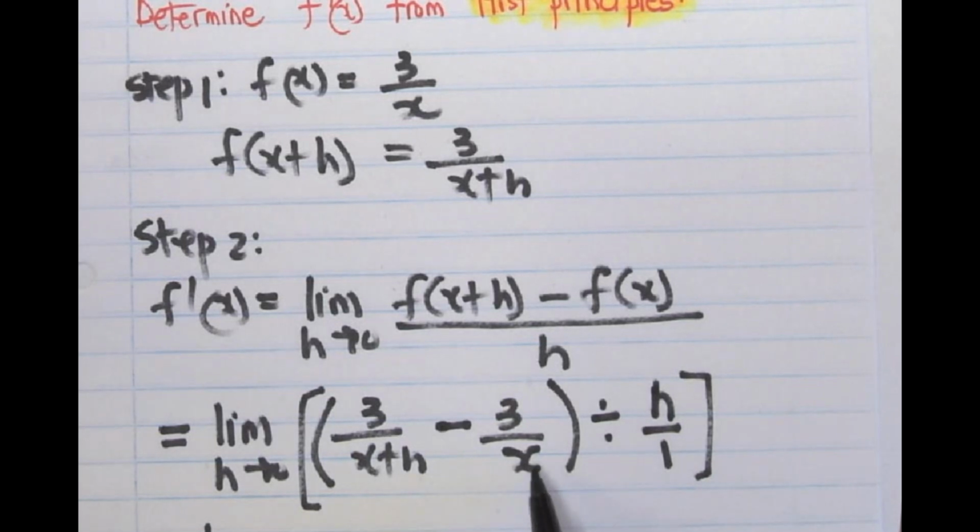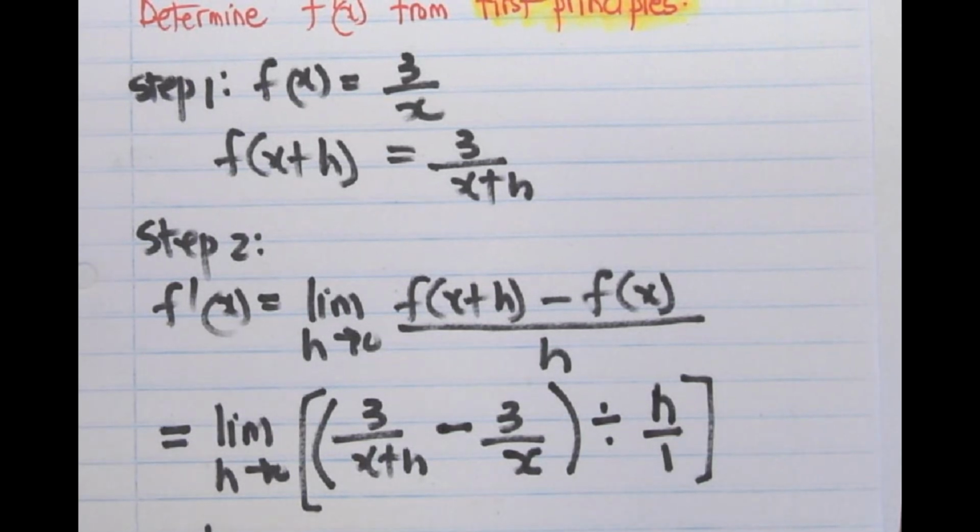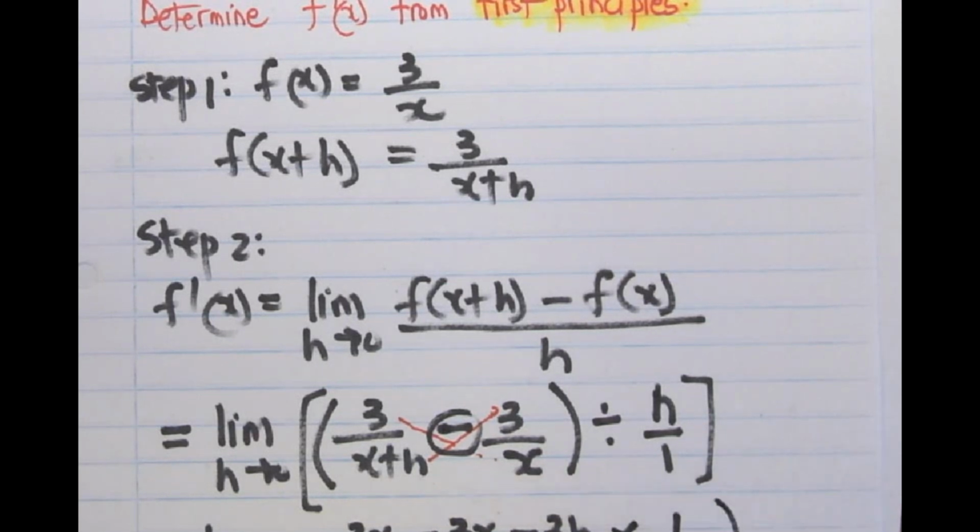I am simplifying fractions. So when I'm simplifying fractions, I have to find the LCD. And my LCD is x, then x plus h. Then I'm going to multiply here. This is going to be 3x minus 3h. In other words, this x here is going to multiply this part. This is going to multiply that part. But because there is a negative sign here, that is why the sign is changed. Then I can say times 1 over h.